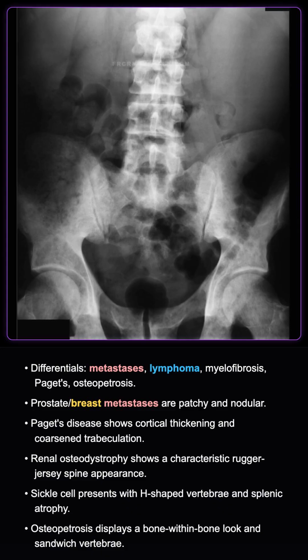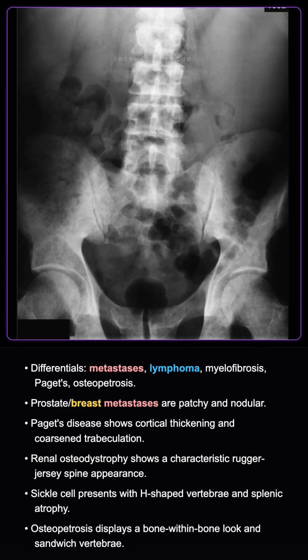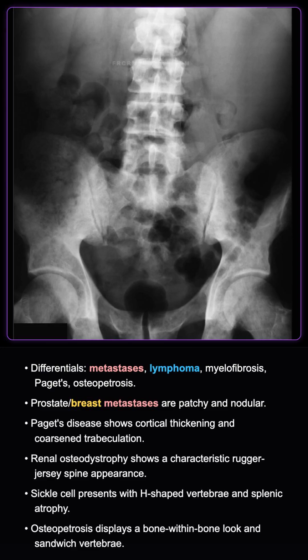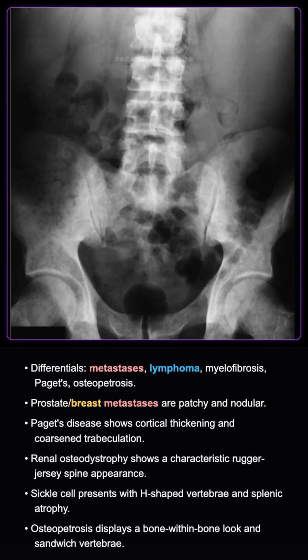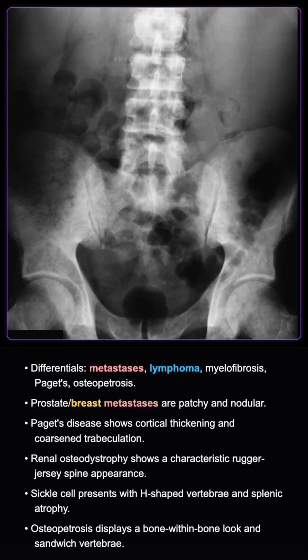Paget's disease displays cortical thickening and coarse trabeculae. Renal osteodystrophy exhibits subperiosteal resorption and a Rugger Jersey spine. Sickle cell disease presents with H-shaped vertebrae and splenic atrophy rather than splenomegaly. Osteopetrosis shows a generalized bone-within-bone appearance and sandwich vertebrae.